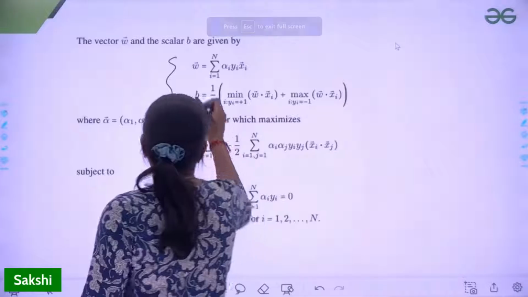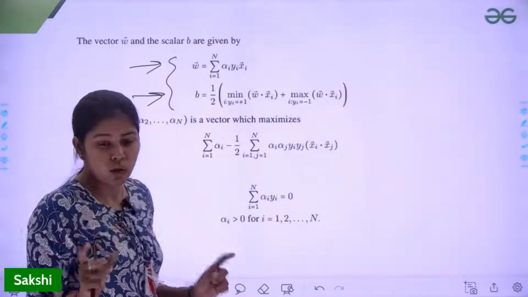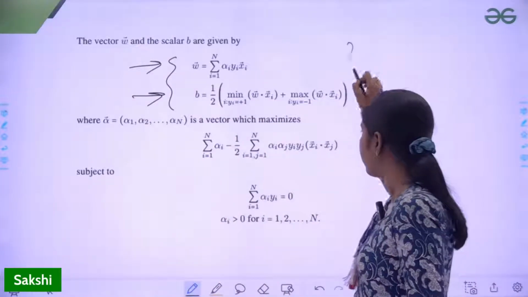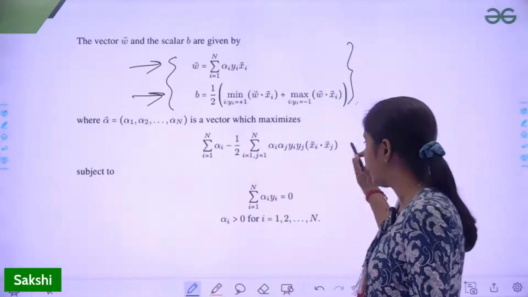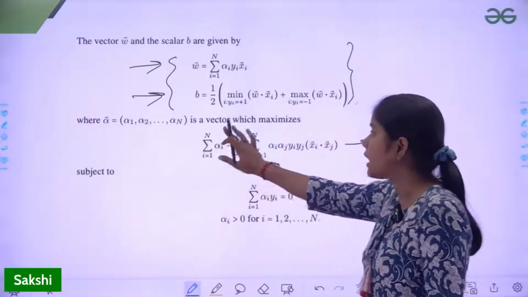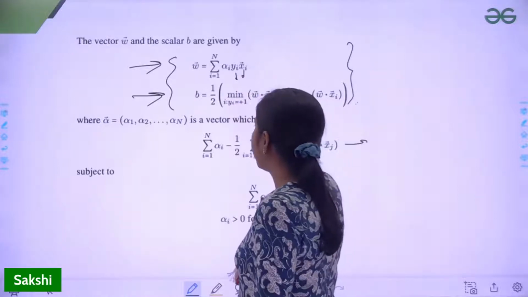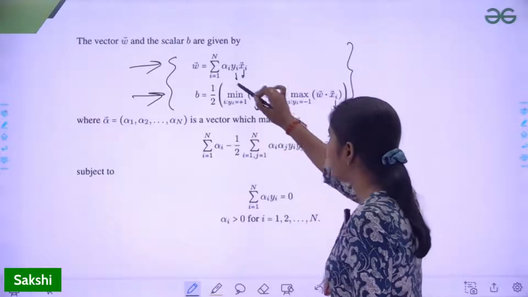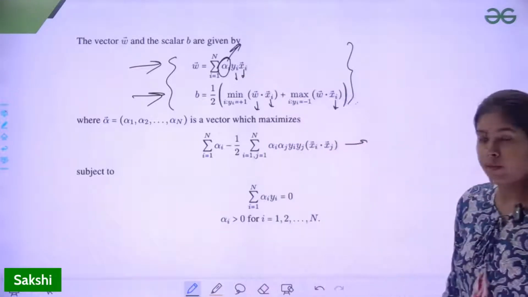So we have the solution, which is W is this and B is this. You would understand once we solve one question. If it is confusing how we get this, I'll tell you using an example. In this W, I know yi and I know xi, and once I get W, I can use it here. But one thing I do not know is alpha i. So how do I find this alpha vector?